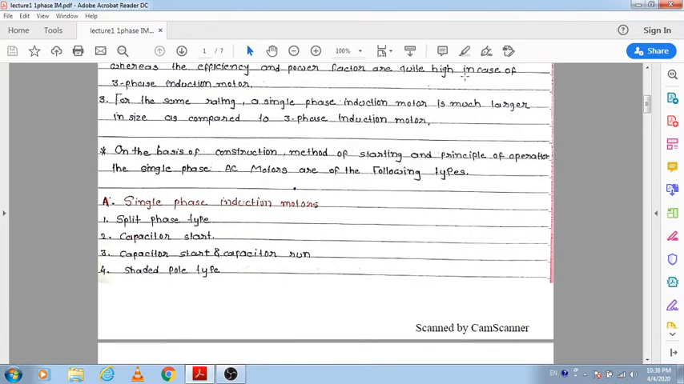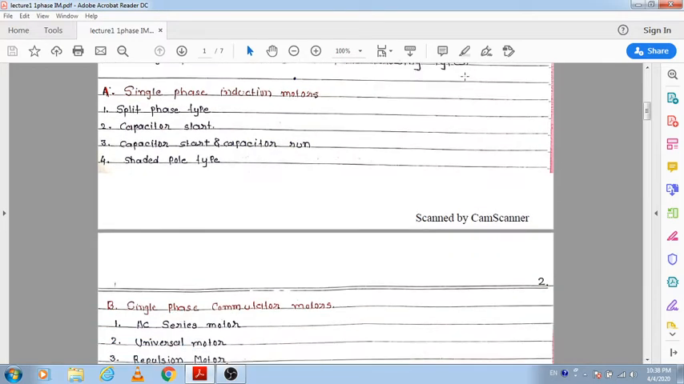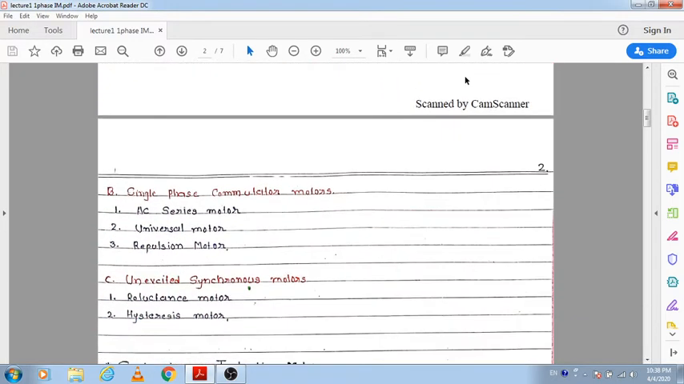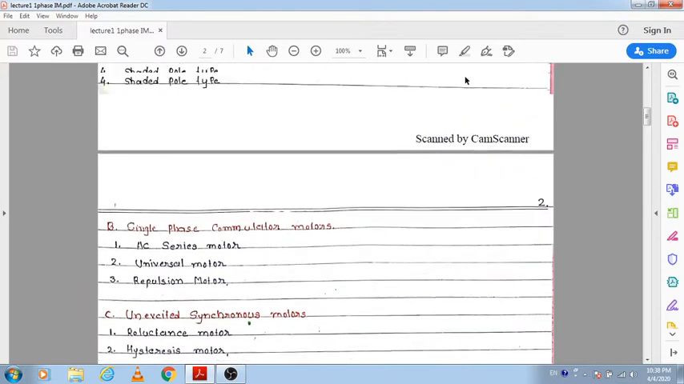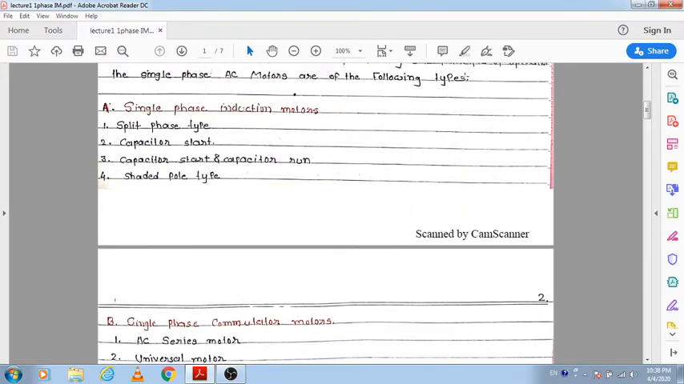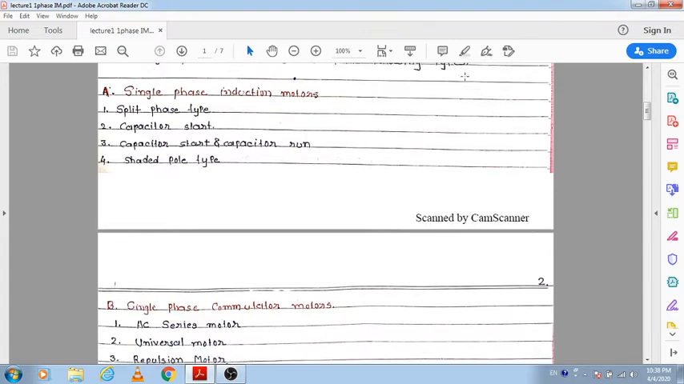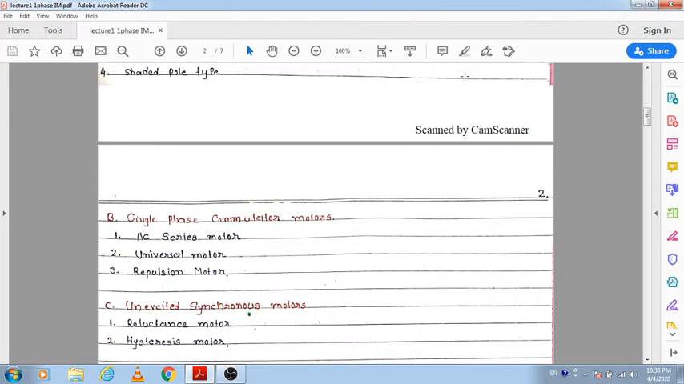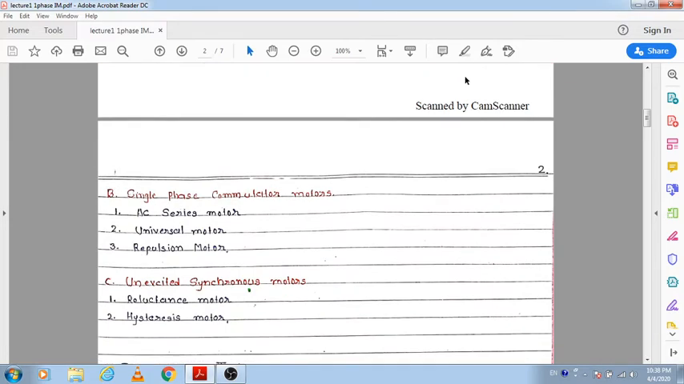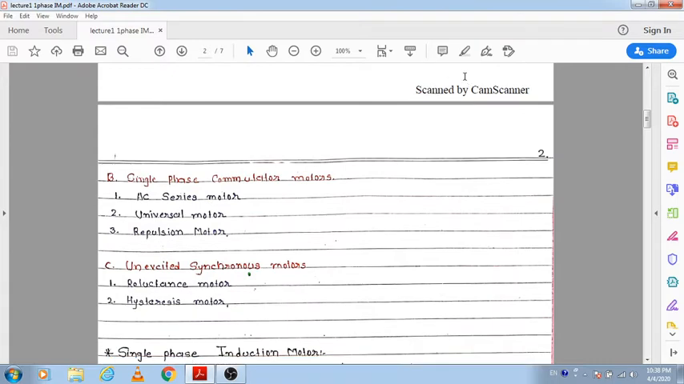We classify them as single phase induction motor, single phase commutator motor, and unexcited synchronous motor. The single phase induction motor is further classified as split phase type, capacitor start and capacitor run, and shaded pole type. B, the single phase commutator motor, includes the AC series motor, universal motor and repulsion motor. These are standard and advanced motors as compared to the split phase motor. Further advanced are the unexcited synchronous motors, called the reluctance motor and hysteresis motor. These two are the further advanced motors available in the market.